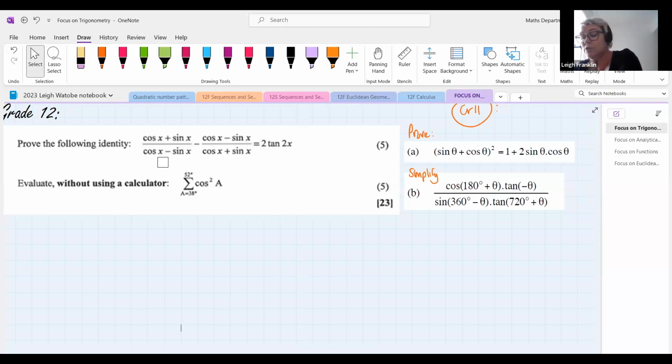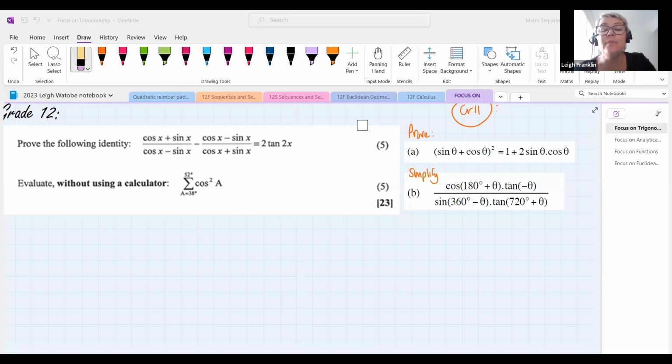Okay. All right. So grade 12s, let's have a look at 5.2. Grade 11s, you're going to prove the identity, and then go and have a look at the simplification.